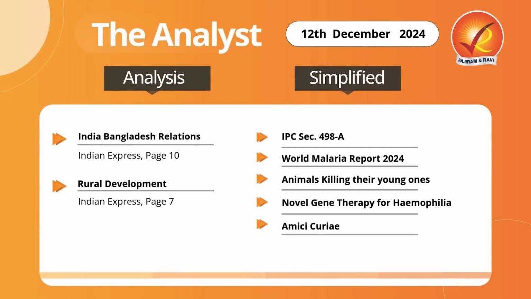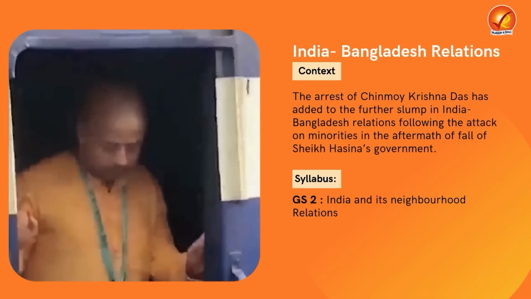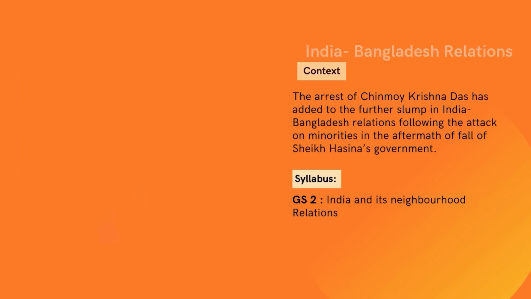Today we are going to comprehensively discuss 7 articles under 2 sections. These articles have been taken from the Indian Express and the Hindu. Section A, wherein we will analyze 2 articles in depth. First of them is about India and Bangladesh relations, current progress in it, the ongoing challenges and the measures that are needed to strengthen the relations.